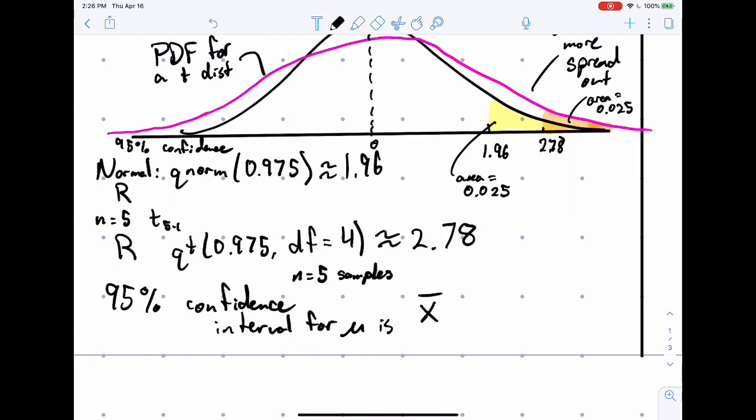Then we can make this 95% confidence interval for 5 samples. We have x bar plus or minus 2.78 times s over square root of n. So the only difference from the z-based confidence interval that we're doing for the central limit theorem is that we are replacing, this would be 1.96 if it were normal. But since it's not normal, we only have 5 data points, then our confidence interval becomes wider because we're less sure.